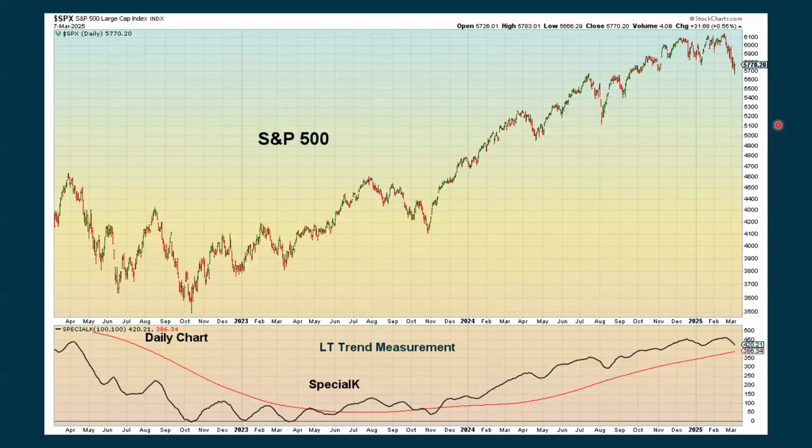Then this is a long-term oscillator that we don't get many signals from. The signal is when we cross above or below the red line. Even though we're coming down with the special K, we're still above the red line. So I'll keep an eye on this, and if we cross below, that could be a long-term shift toward looking more negative.